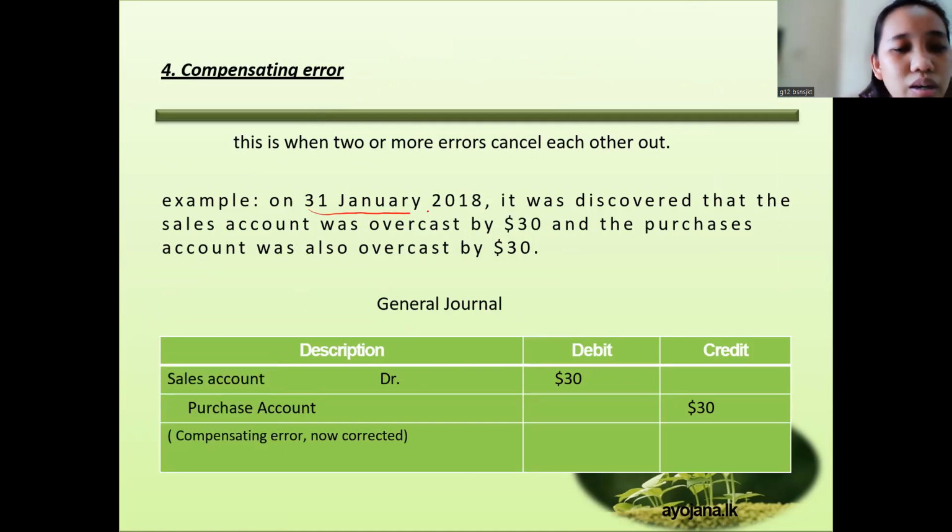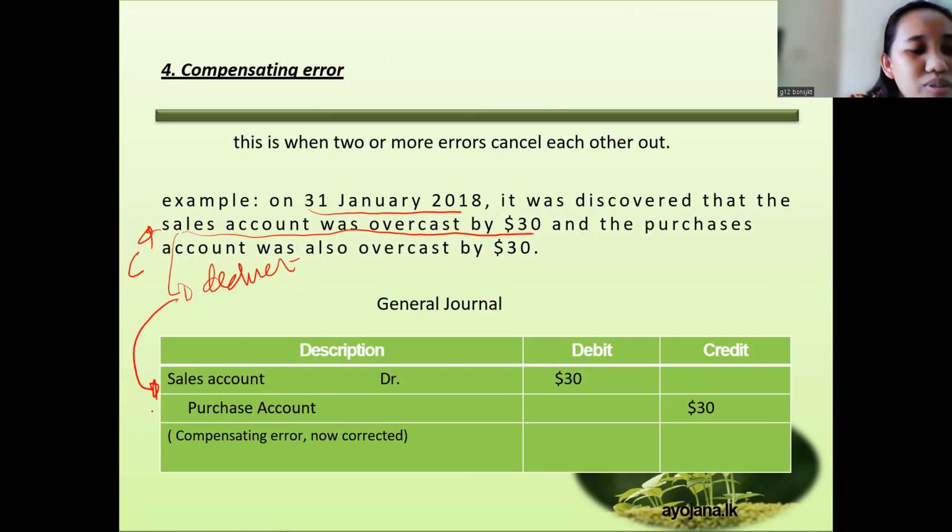On 31st January, it was discovered that our sales account was overcast. Since it is overcast, in order to fix it, we need to deduct the amount from the sales account. Remember, sales account is a credit account. In order to deduct, we put it on the opposite side, the debit side. Next one is purchase account, also overcast by 30. Overcast, so in order to correct that one, we need to deduct the purchase amount.